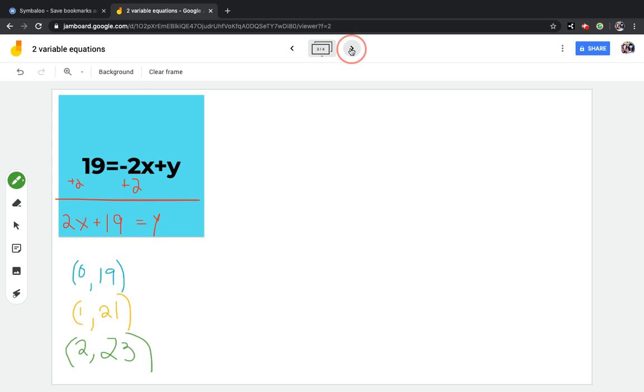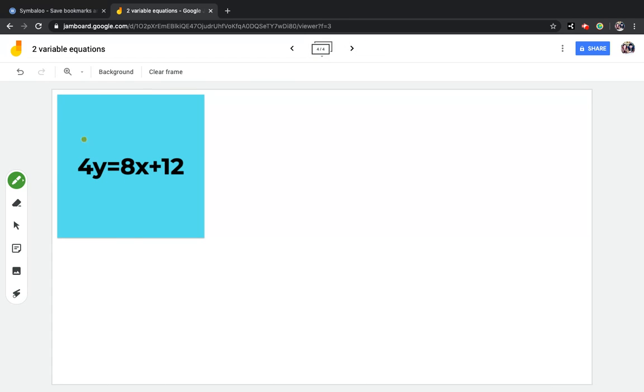And there we go. Last but not least, this one's going to be a little bit harder because our y is by itself, except it's not. We need to get that y completely by itself. We can't have a digit in front of it. So what we need to do is divide, get rid of that digit. So divide this by 4. 4 divided by 4 is nothing. Now we have to divide this side by 4. So our new equation will look like y equals 8 divided by 4 would be 2, so 2x, and 12 divided by 4 would be 3. So this is my actual equation. And then we could solve.